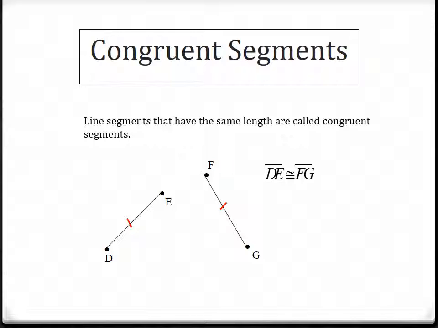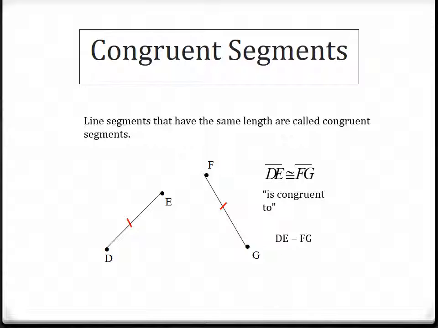Whenever we write a congruent statement, notice the line segments have their notation on top. DE with the line segment on top of it, and FG with the line segment on top of it. And in between you see an equal sign with a squiggly. That equal with the squiggly means congruent. So DE is congruent to FG. But that also means that they are equal to each other.